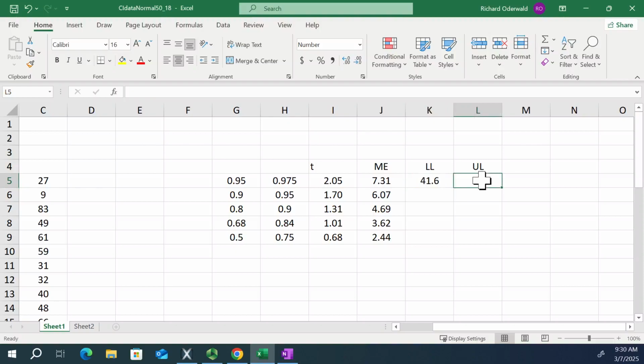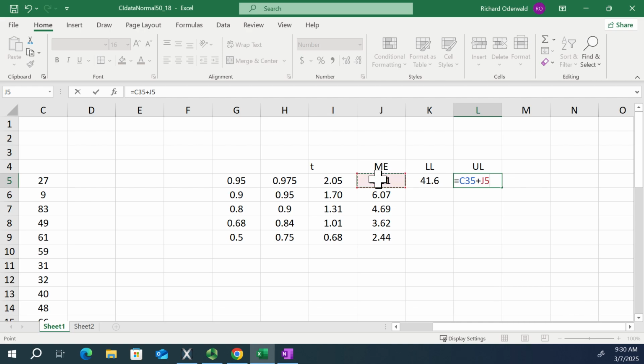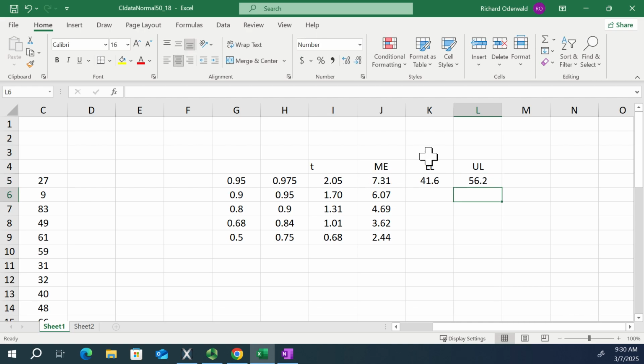The upper end, average plus the margin of error. So if I go 7.3 down from the average and 7.3 up from the average, I get the 95% bet on the average. I want to copy this formula down.